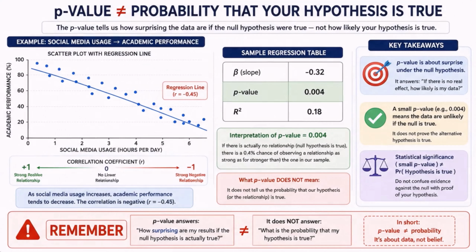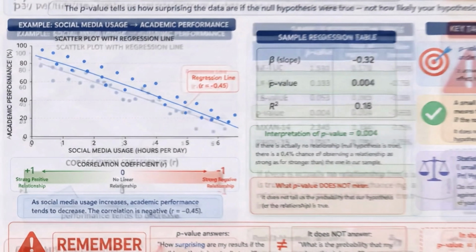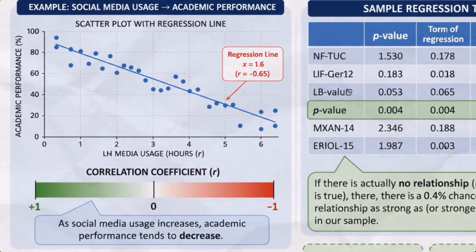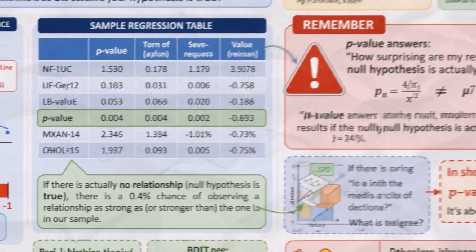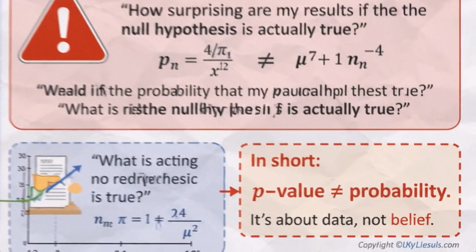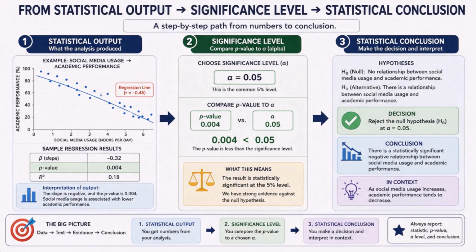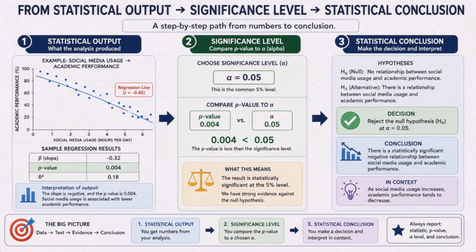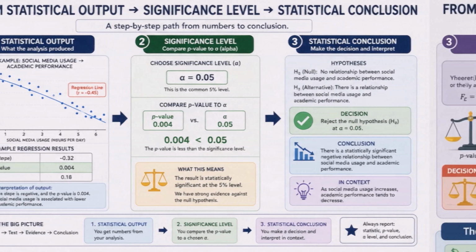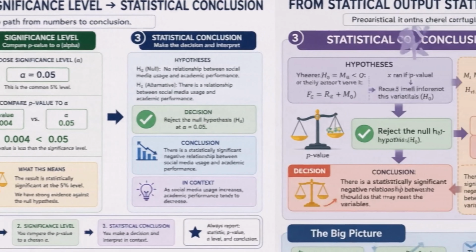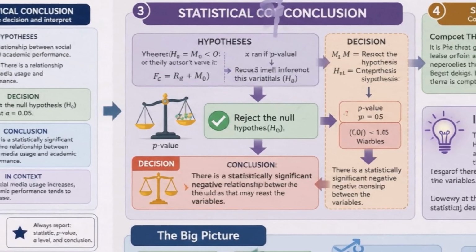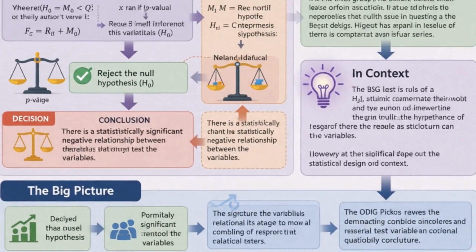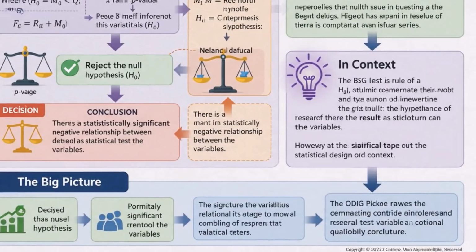Now let's talk about one of the most commonly misunderstood statistics, the p-value. A p-value is used in statistical significance testing, but it should not simply be interpreted as the probability that your hypothesis is true. For example, if your p-value provides sufficient evidence against the null hypothesis at your predefined significance level, you may report the result as statistically significant. However, the correct interpretation depends on the statistical test, research design, assumptions, and context.